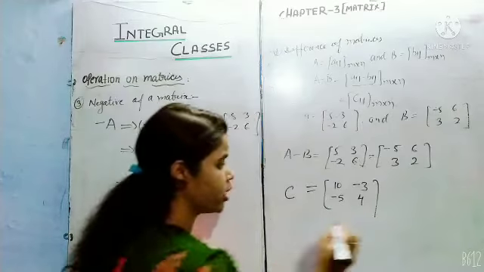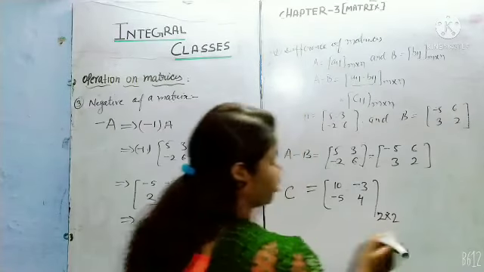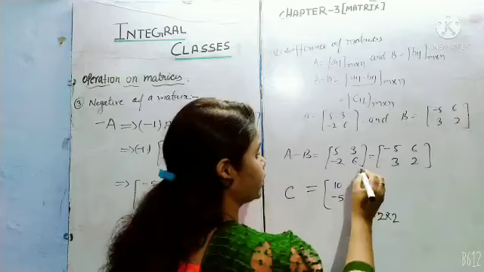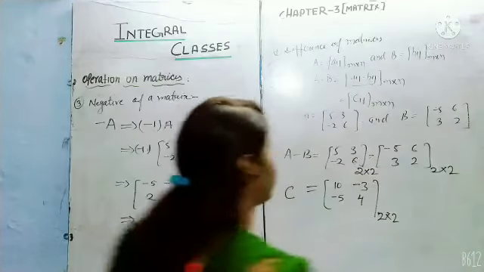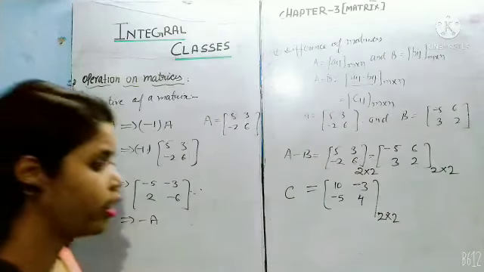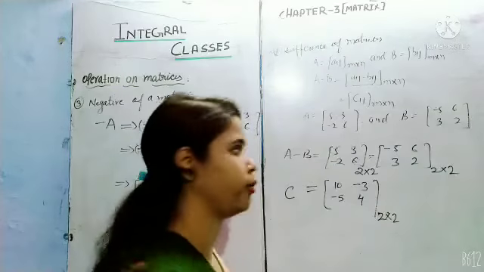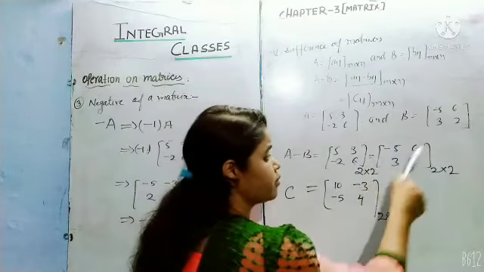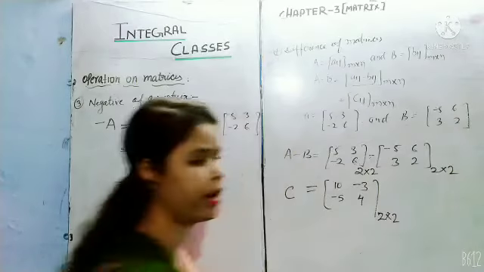So students, we get a matrix of order 2 cross 2, and these two matrices are also 2 cross 2. As we observe, we subtract the corresponding elements, and the minus sign is multiplied with all elements of the second matrix.